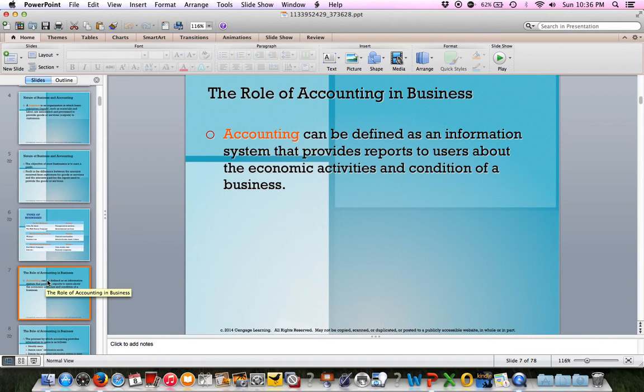And accounting is simply an information system. We provide reports to users about the economic activities and the conditions of a business so that users can make a decision about how the business has been run.